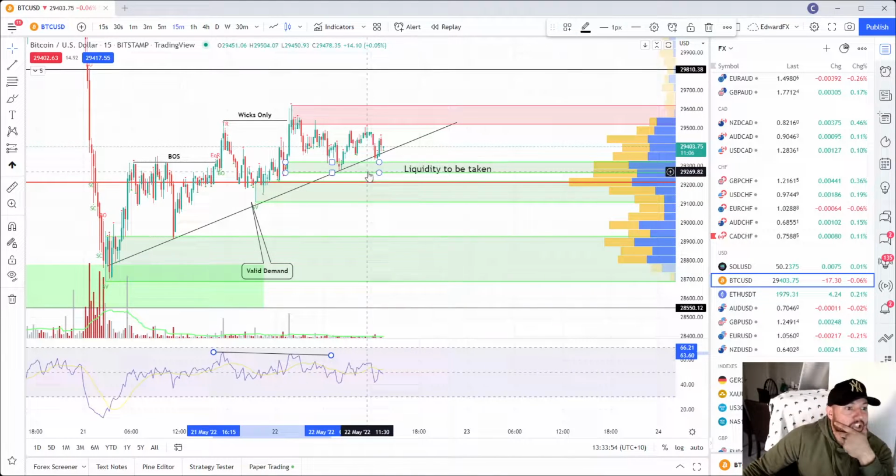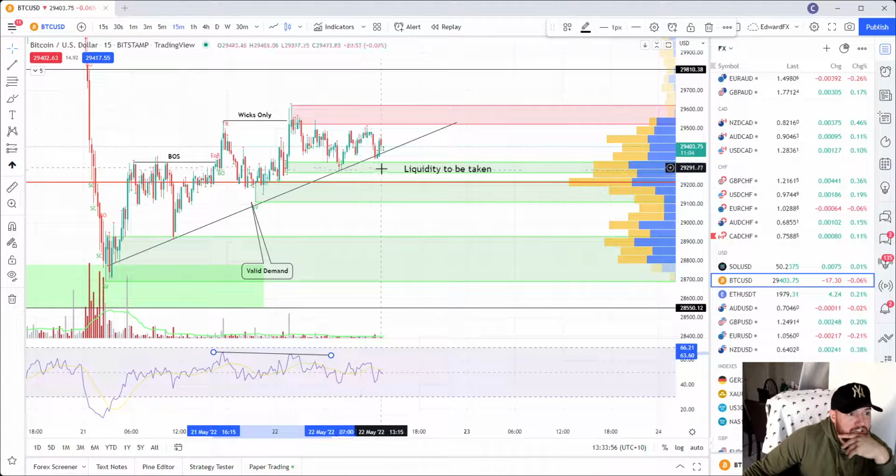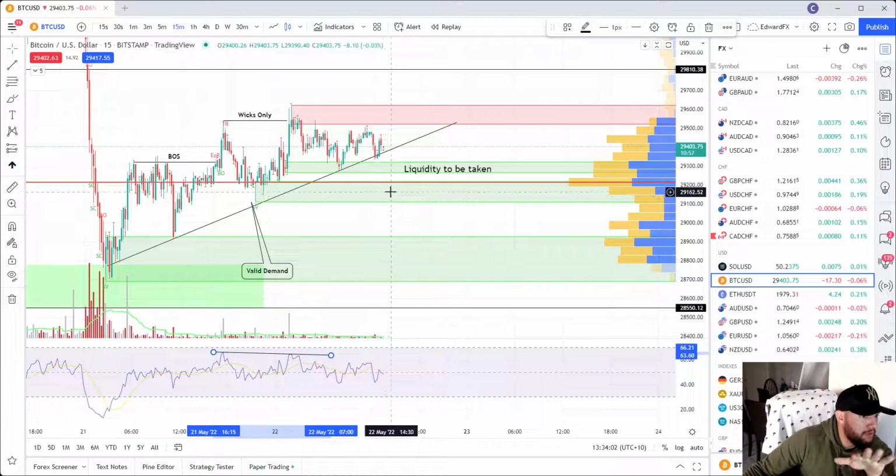But otherwise, yeah, I'd be staying away from this demand zone, this order block here. And if I was looking for deeper liquidity, I'd be looking for here for a long.